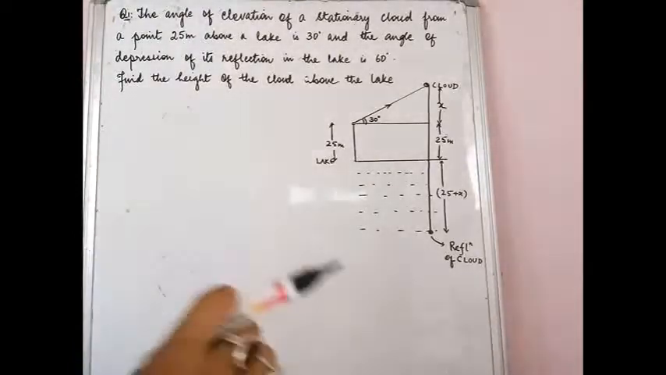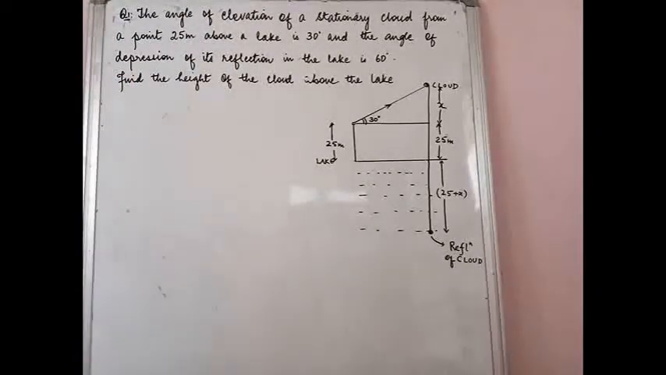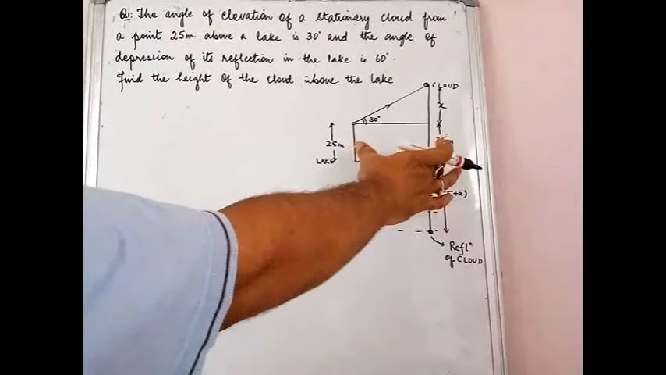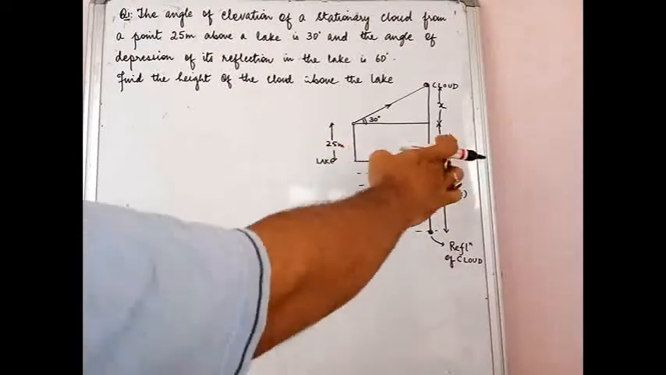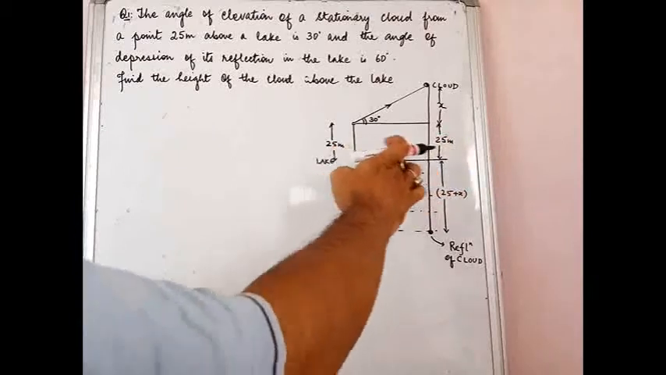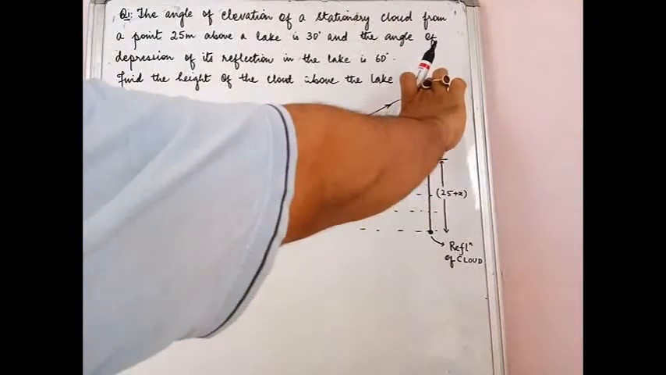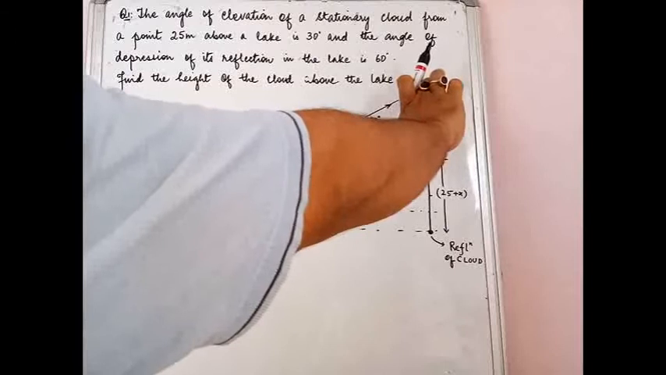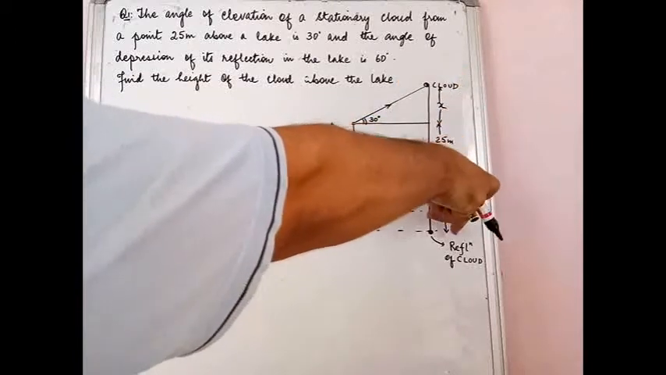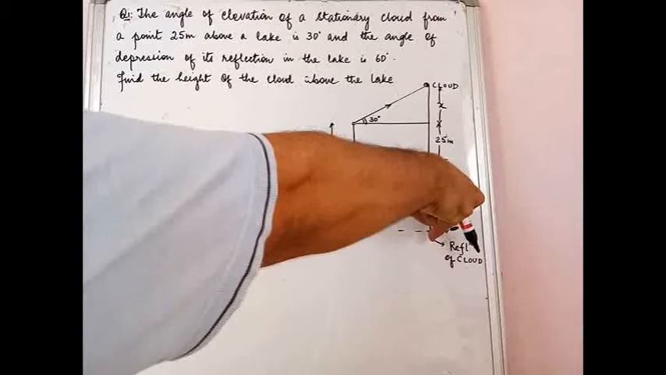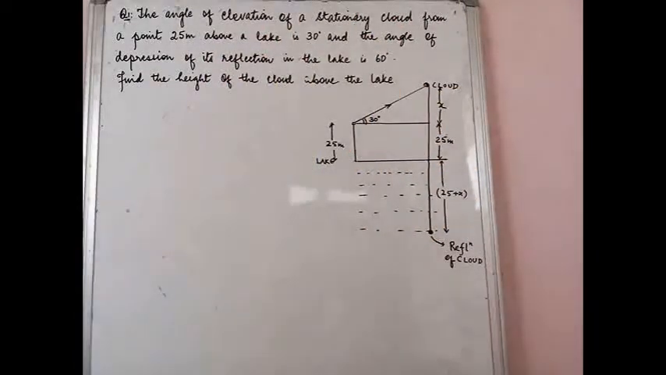This is the main point that you have to understand in such type of questions. If you don't understand this properly, you are not going to get the diagram right, and once you get the diagram wrong, the entire solution will be wrong. Please remember that the surface of the lake is acting as the mirror, so if the cloud is at 25 plus x above the mirror, then you will have the image of the cloud, or the reflection of the cloud, at 25 plus x below the mirror or the surface of the lake.